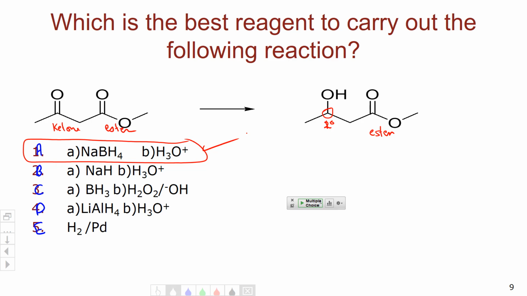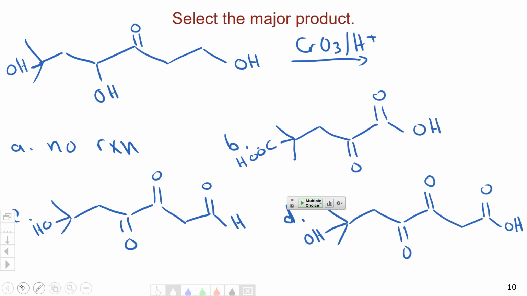Now, what if I used lithium aluminum hydride? What would be the result of that? Go ahead. It would reduce both the ester and the ketone. Very good. If we use lithium aluminum hydride, which is the stronger reducing agent, it will reduce the ketone and the ester. The ketone to a secondary alcohol, the ester into a primary alcohol. So this is why we didn't choose lithium aluminum hydride. Now select the major product, not the right answer.